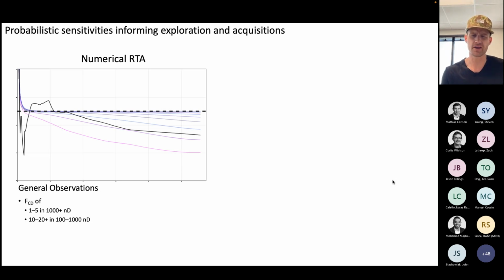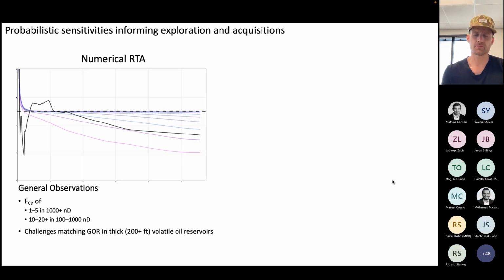So some of our tighter rock. We have some rock that's tighter than 100, but generally we're within 100 to 1,000. And that's just helping me get a better match on that numerical system. And then one of the other challenges that I'm being presented with presently is matching the GOR in our thick, so 200 plus foot thick reservoirs, primarily when they're volatile oil. So when we're dealing with 3,000 GOR plus, I'm having some difficulty within our numerical RTA and matching that.